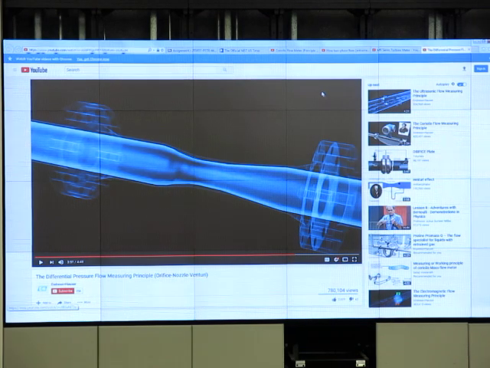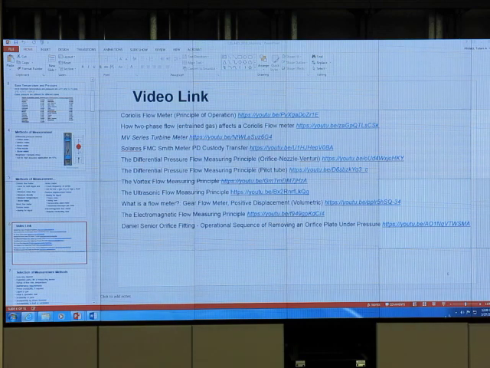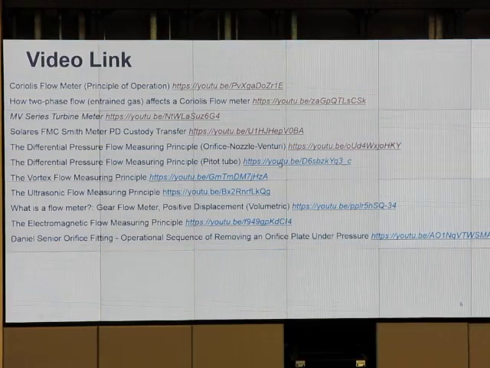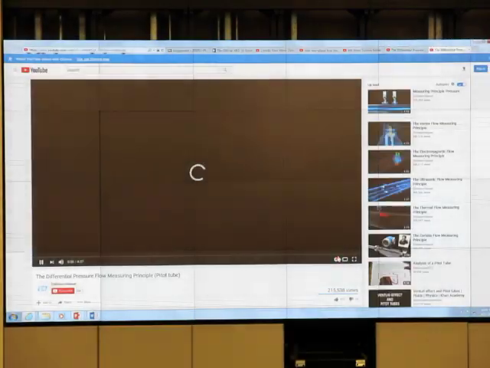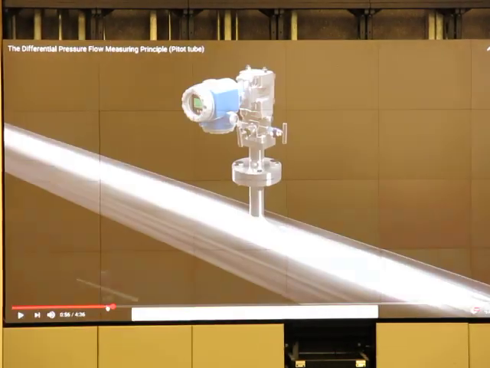And we use that for gas sell line. The next one, pitot tube. It also uses differential pressure. Let's see.